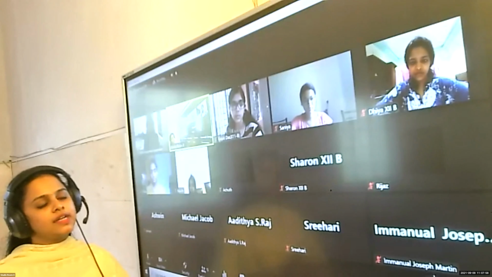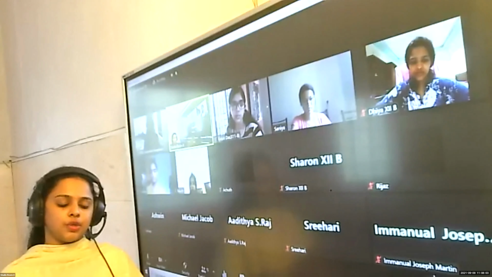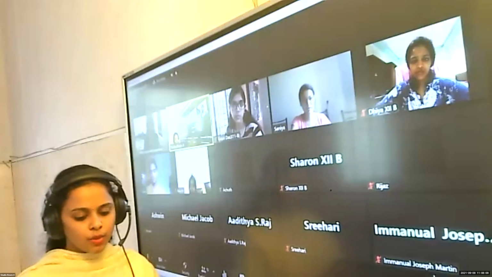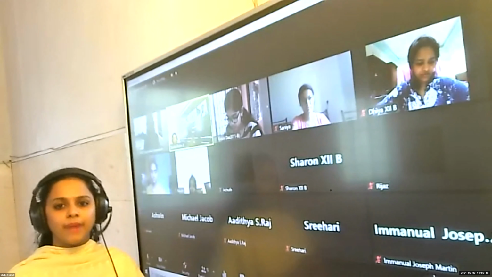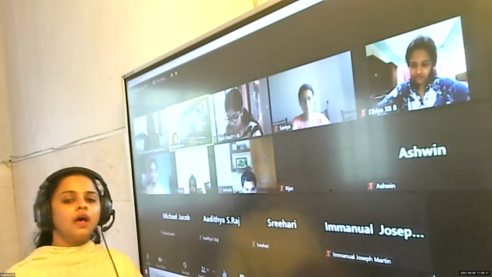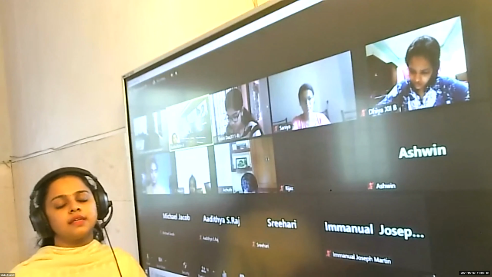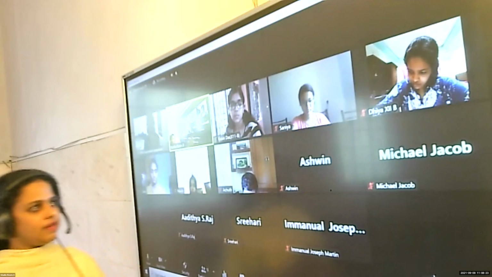And how can we calculate this impedance? Sania, what is the equation to calculate the impedance of an LCR circuit? Root of XL minus XC the whole square plus R square. Z is equal to root of XL minus XC the whole square plus R square, where R is the resistance offered by the resistor, and XL and XC are the resistance offered by the inductor and the capacitor respectively. Is it clear?